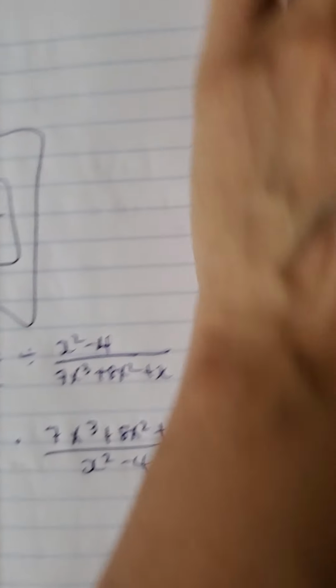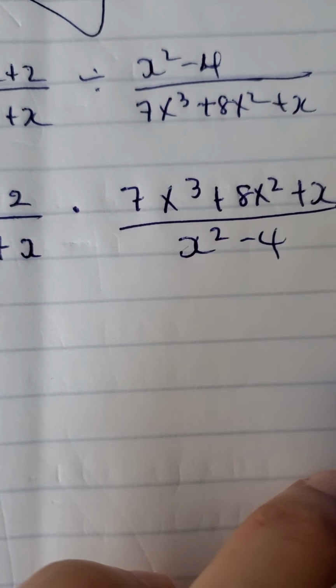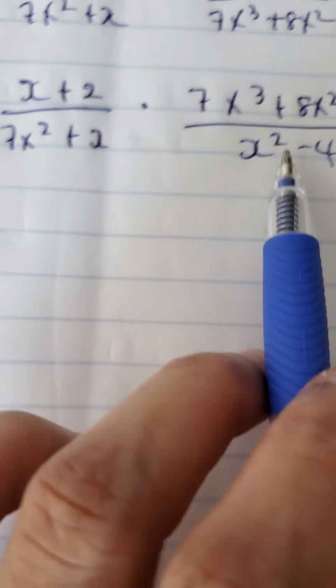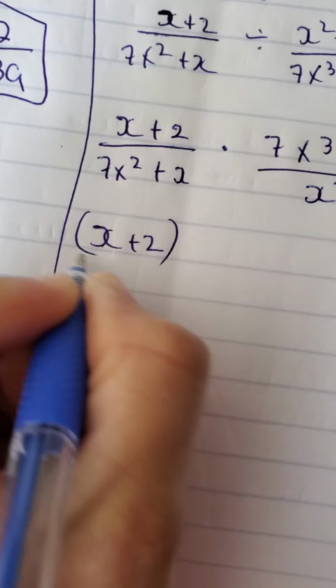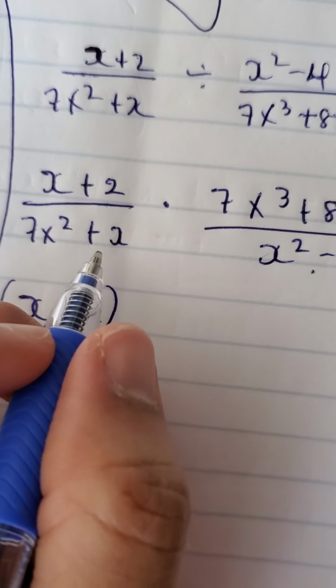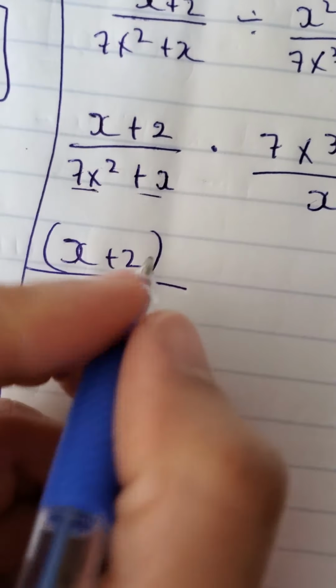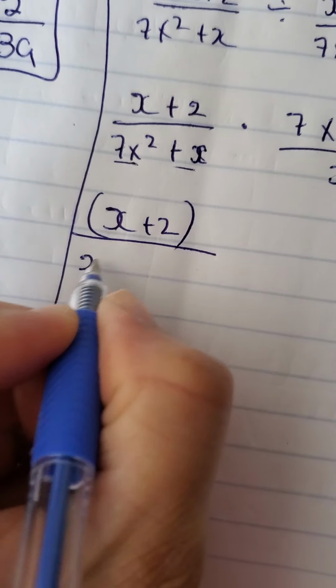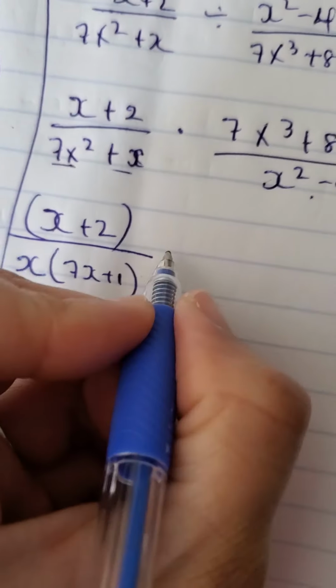And just not to sound like a broken record, but no cancellation of terms can occur. Cancellation only occurs when they're in factored form. So this is x plus 2. The GCF here is 1. So just x plus 2. And if we look at our two terms at the bottom here, they have a GCF of x. So I'm left with 7x plus 1.